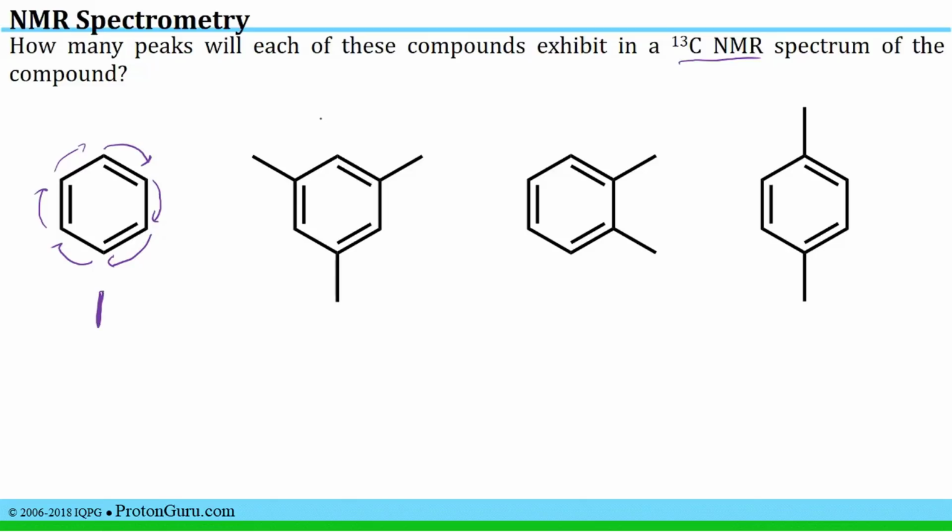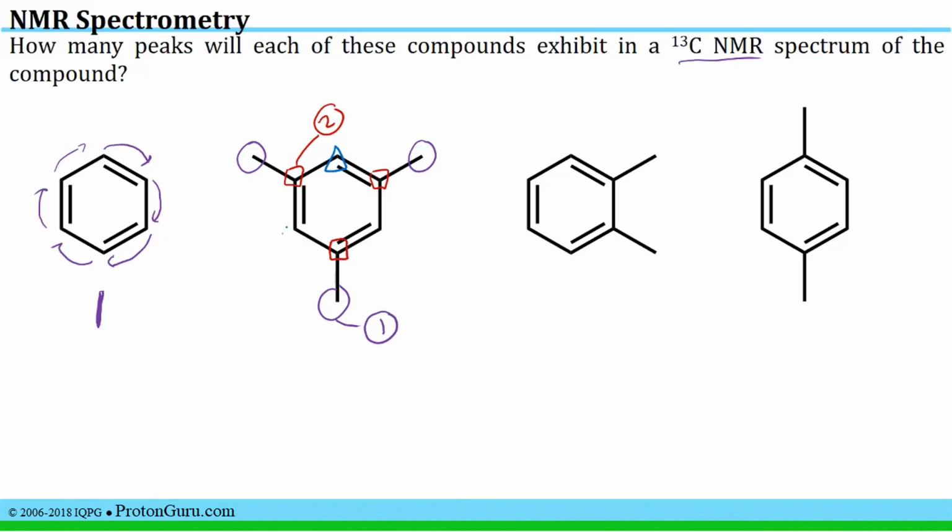This compound, which is called mesitylene, has the ability to interconvert by rotation of 120 degrees at a time. So each of the methyl groups will be equivalent to each of the others by simply rotating the molecule around. So those will give us a signal. And that same 120 degree rotation will interconvert the carbons to which the methyl groups are attached as well. So all 3 of these carbons with the methyl groups coming off will combine to give us a second signal.